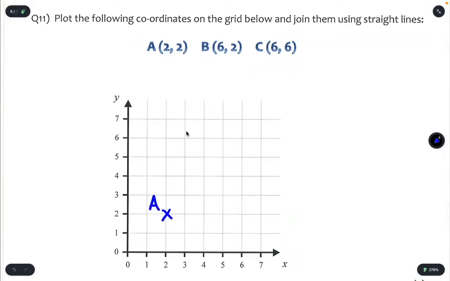For point B, we're going 6 across and 2 up. We can label this as point B. And finally, we've got C, which is 6 across and 6 up. This is point C, and we can label it as C.